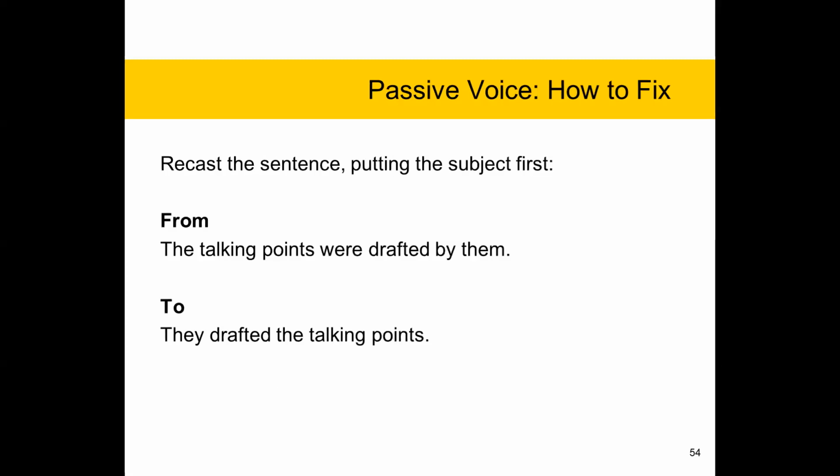So how do you fix it? Well, first you look at the sentence and say, what does it need? And if you have something like "the talking points were drafted by them," there's no point. You switch it to active. They drafted the talking points. So do you see how we're moving from passive to active? It's shifting the emphasis. It's making explicit who is doing what.